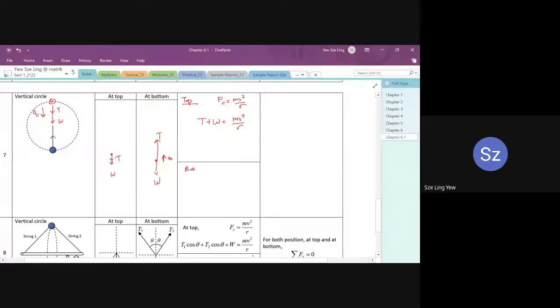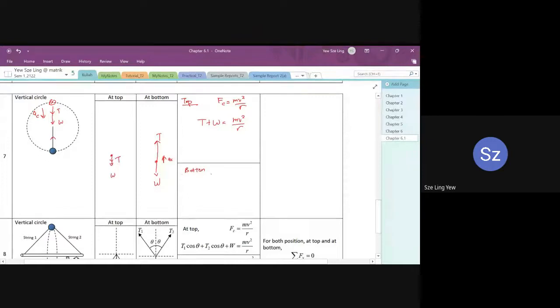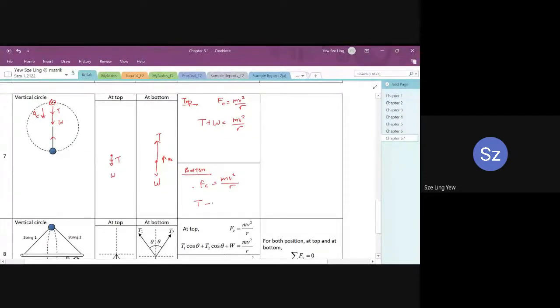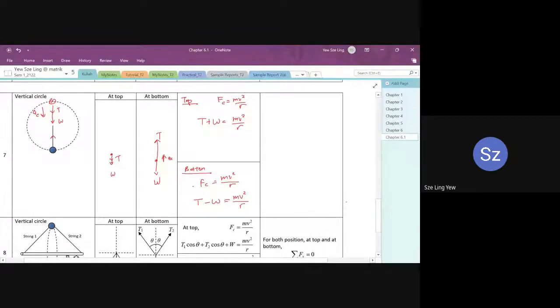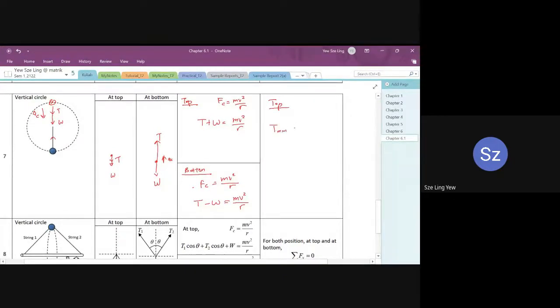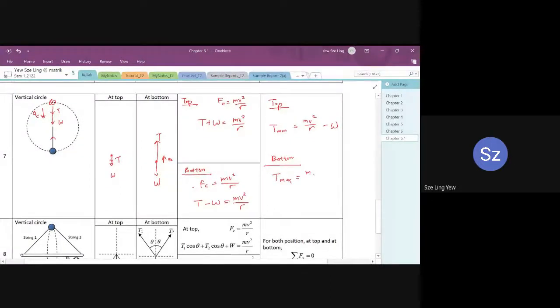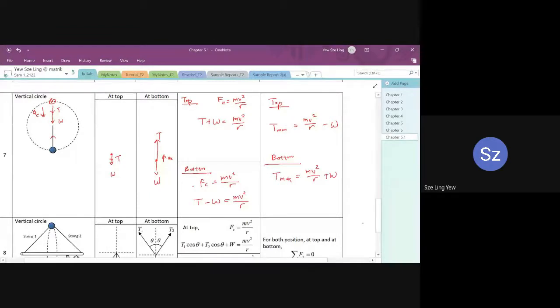When it is at the bottom, AC is going up, which represents T as a positive vector. So FC equals mv squared over R, and T minus W equals mv squared over R. All right. So at the top, what happens to the tension? Tension is minimum: mv squared over R minus W. When it is at the bottom, you have a maximum tension. So T max equals mv squared over R plus W.